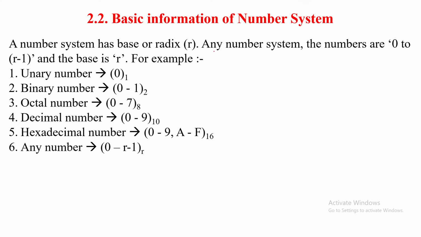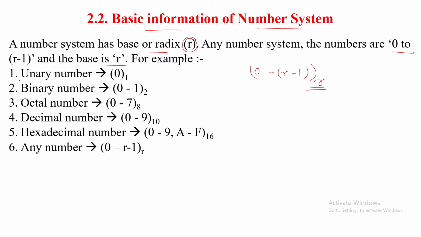Hi everyone. In this video I am going to share with you basic information of number system. A number system has base or radix. Short form is called R. Any number system, the numbers are 0 to R minus 1 and the base is R. That means whenever we take any number system, it starts from 0 to R minus 1, radix minus 1, and the radix is R.